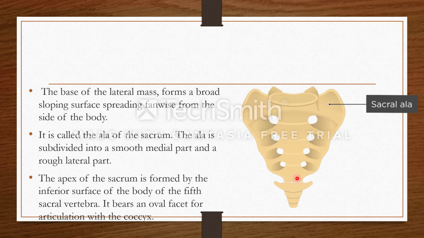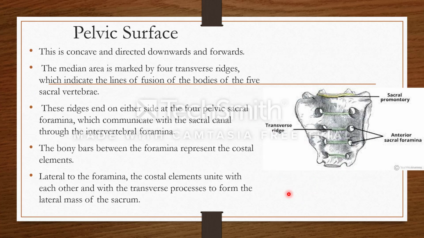The apex of the sacrum is formed by the inferior surface of the body of the fifth sacral vertebra. This is the fifth sacral vertebra and this is its inferior surface. It bears an oval facet for the articulation with the coccyx. So here it articulates with the coccyx to form the sacrococcygeal joint.